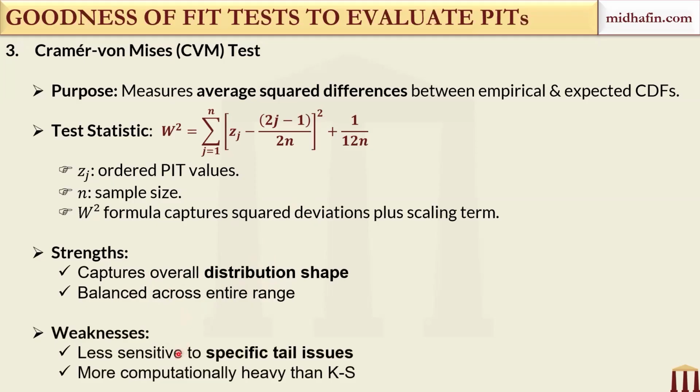It's less sensitive to specific problems in the tail. So if your model underestimates extreme losses, CVM might not catch it as sharply as AD. Plus, it is much more computationally heavy than KS. Okay, so each of these tests has its role. The KS is simple and picks up big deviations, AD zooms in on the tails, and CVM gives a holistic look at how well the whole distribution lines up.